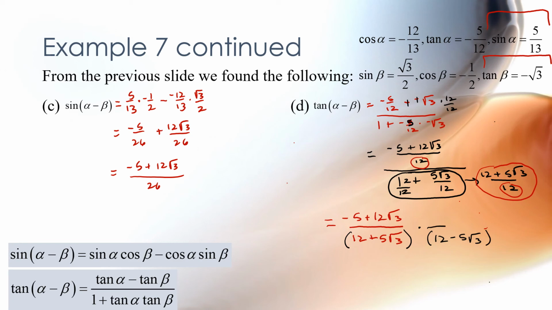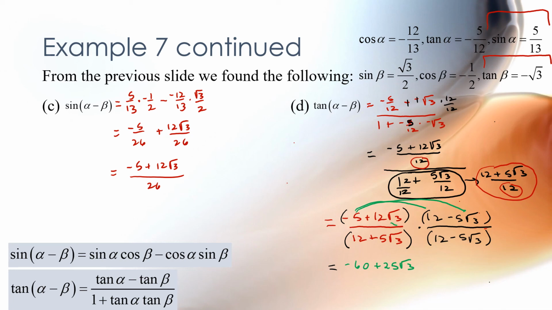Now if I do that on the bottom, I have to do that also on the top. And you'll notice that I put parentheses around it. That's because I want to make sure I remember to FOIL. Take first, outer, inner, last. Now it's going to be a little bit messy, but bear with me and just slow the video down if you need to go over it again. So starting in the numerator, negative 5 times 12 is negative 60. Negative 5 times negative 5 root 3 is positive 25 root 3.